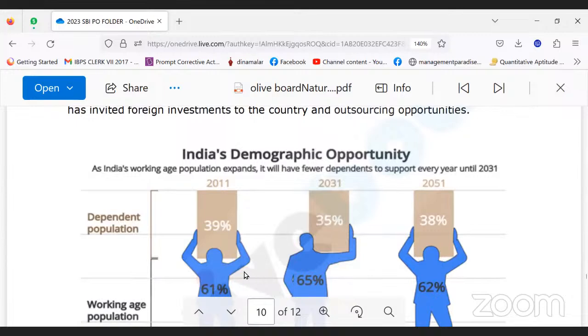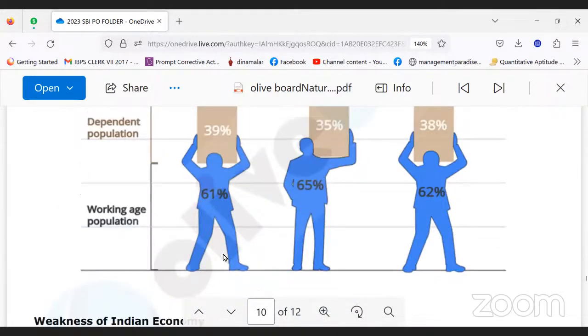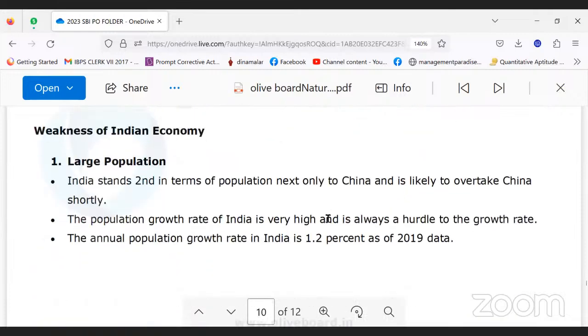Here some picture is given. What are they telling? Working age of the population 61%, 65%, 62%. I don't know how to understand that. Please go through the picture and know it. Still continue.